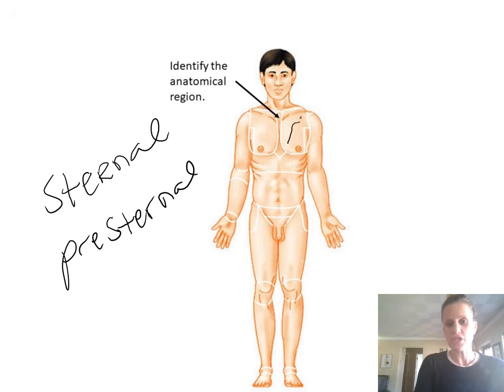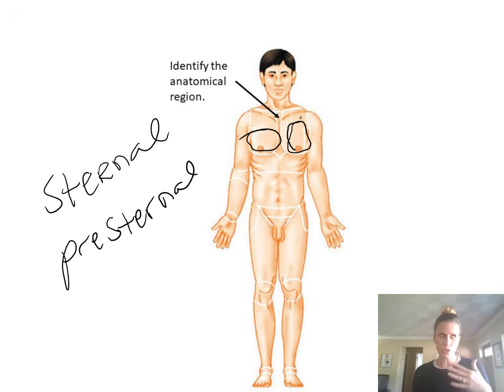The sides of the chest, right, would be pectoral or mammary. Either one would be okay, pectoral or mammary. But this isn't pointing to the sides of the chest, right? It's pointing to just the center of the chest.